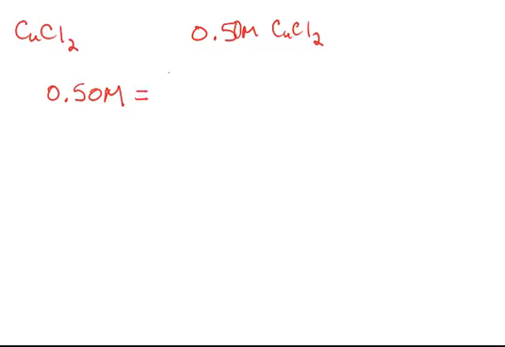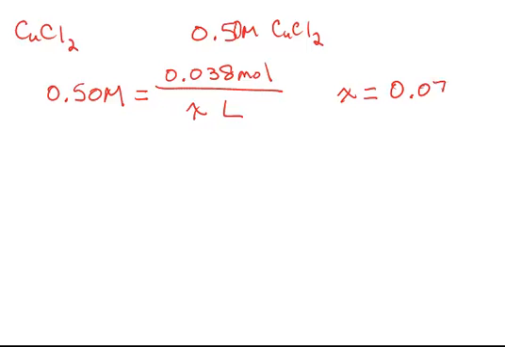The number of moles we said we wanted was 0.038 moles. And again, what we want to know is how many liters of solution would that be? So we do some algebra, we solve for x, and it turns out we need 0.076 liters of our 0.50 molar copper 2 chloride solution, which is 76 milliliters. So again, if we take 76 milliliters of our 0.50 molar copper 2 chloride solution, we will have 0.038 moles of it.